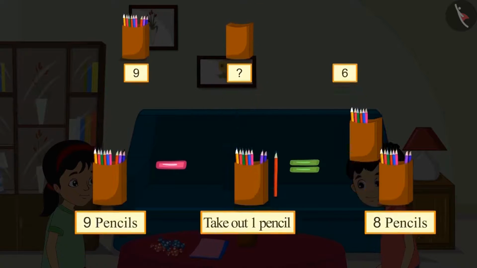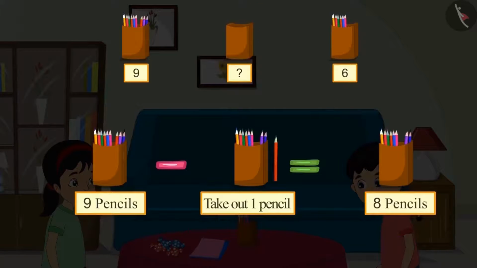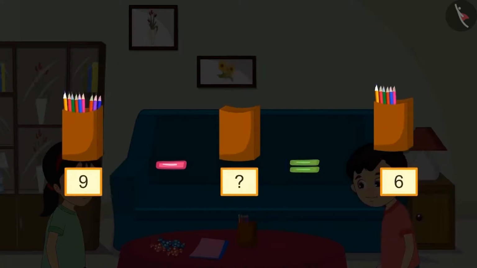Come on, let's see. First, there were 9 pencils. If we take out 1 pencil from them, then there will be 8 pencils left. If we take out 2 pencils, then there will be 7 pencils left. If we take out 3 pencils, then there will be 6 pencils. This means Chotu gave 3 pencils to Pinky.